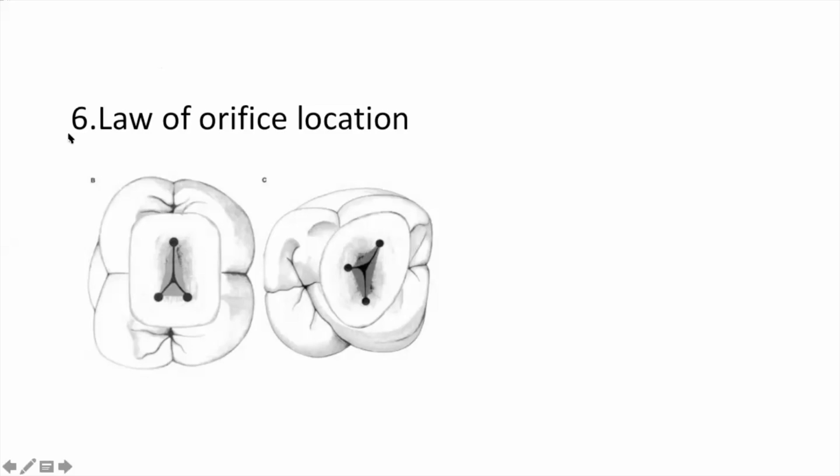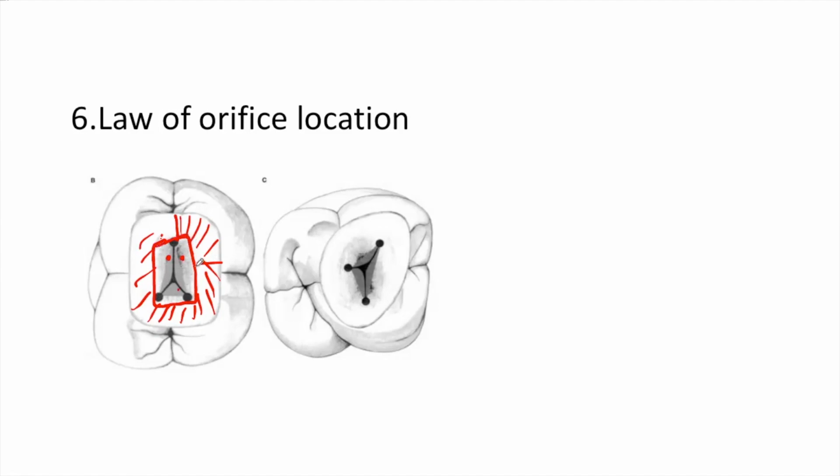Now, what exactly does the law of orifice location mean? It means that the orifices of the root canals are always located at the junction of the wall and the floor. Suppose this is the access cavity, this is the axial wall, and this is the floor. So the orifices are located at the junction of walls and the floors. They are not located like here or here.